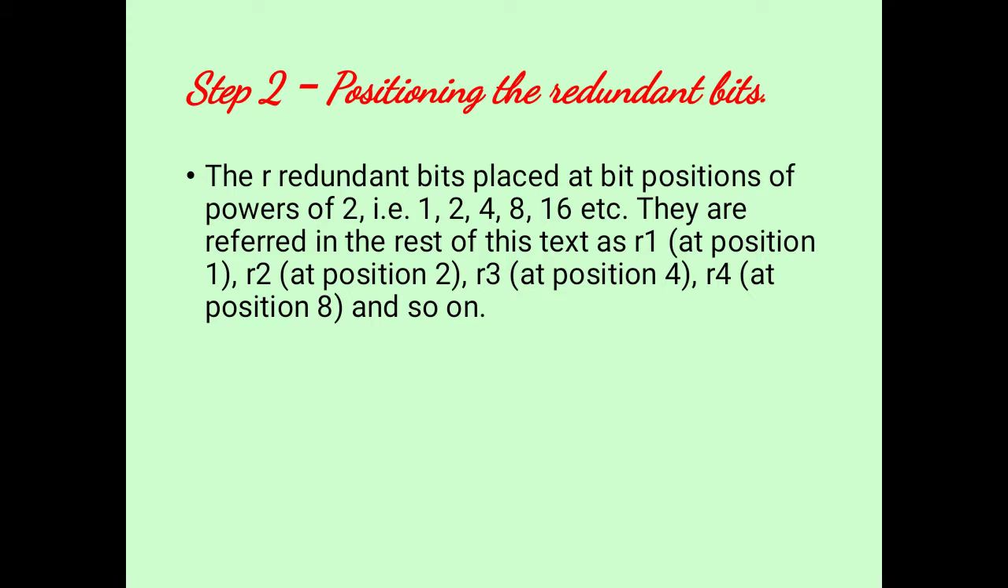Next one, 2 to the power of 3, that is 8. Name is R4. Names are continuous, R1, R2, R3, R4. But R4 is at what position? 2 to the power of 3, that is equal to 8. Therefore, it is placed at position number 8, bit number 8. If you have a code which is greater than 8 bit, then you will have R5, which is 2 to the power of 4, that is 16. It is at position 16, and so on, depending upon the length of your block.